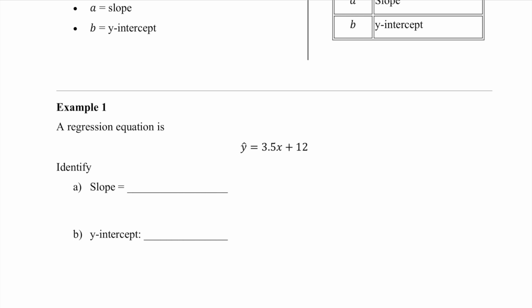Let's try example 1. Suppose the regression line is y hat equals 3.5 times x plus 12. Let's identify the slope and the y-intercept. The number multiplying x is 3.5, so the slope is 3.5. The constant term is 12, so the y-intercept is 12. Sometimes you might see the y-intercept written as an ordered pair, which is (0, 12). Again, even if the equation is written in a different order, look for the number multiplying x to find the slope and the constant term to find the y-intercept.